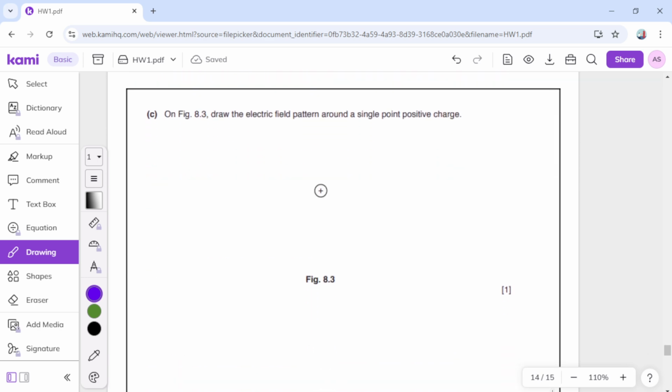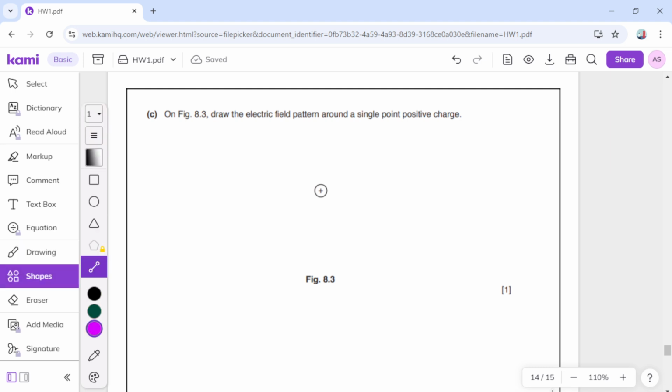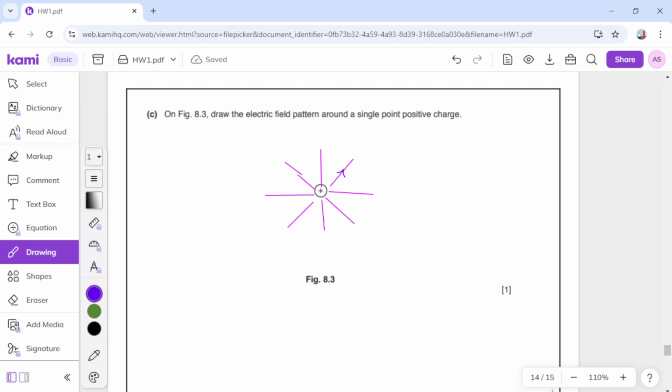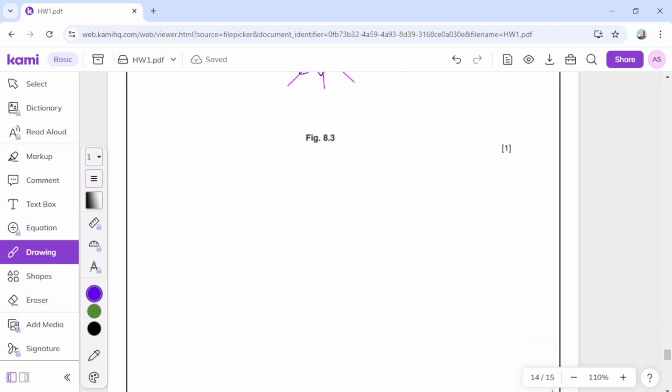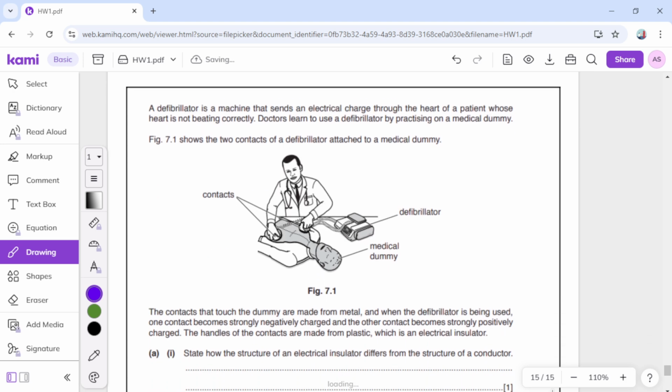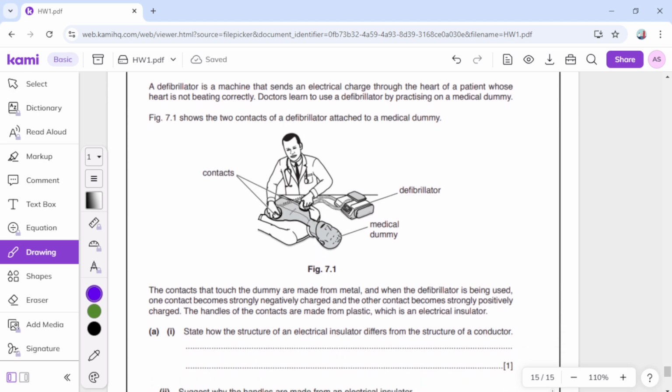On figure 8.3, draw an electric field pattern around a single positive charge. So it will be as we took it before, right, left. You can draw at least 4 lines. Don't forget the direction or you will lose 1 mark. This is the direction, away from positive. Okay, now last question.